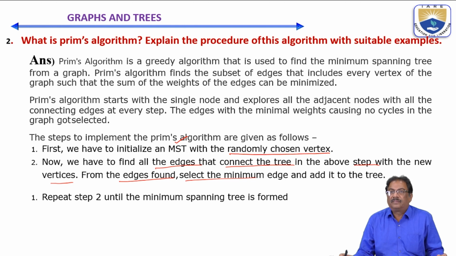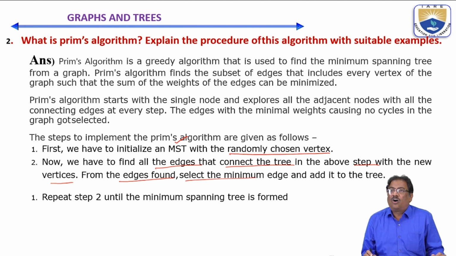minimal spanning tree. First, anywhere we have to select one vertex, and this is the initial vertex for the tree. From that, we select the adjacent edges, the one having the minimum weight, and we add it to that vertex, and we follow the same procedure until we get the minimum spanning tree.